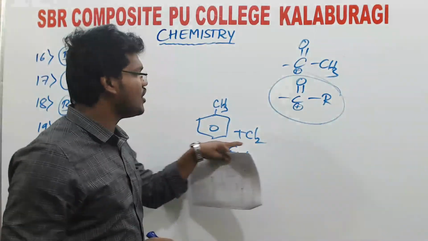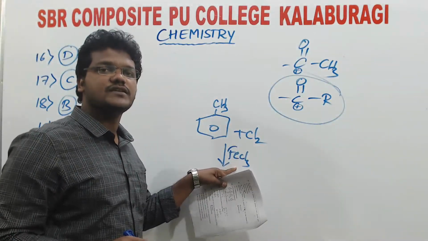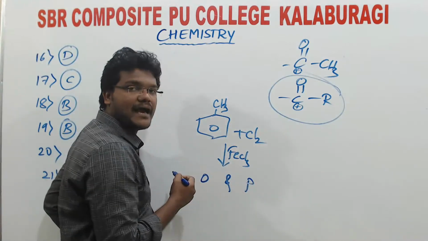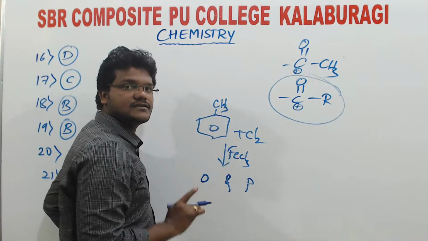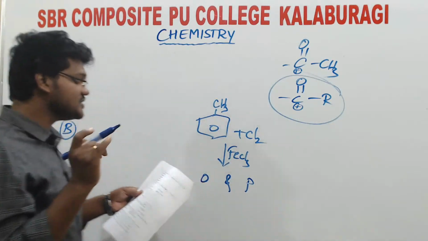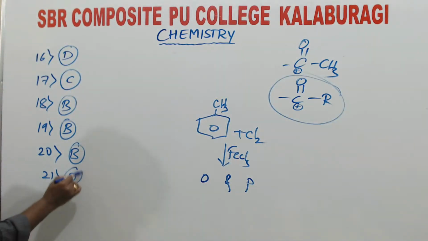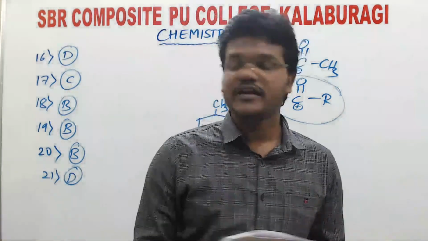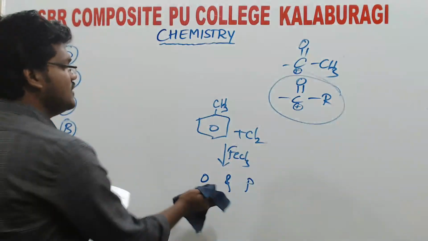So toluene on chlorination in presence of FeCl3, I am going to get ortho and para chlorotoluenes, two products. So it is my option number D. So for 21, the answer is option D. Let's go for 22.